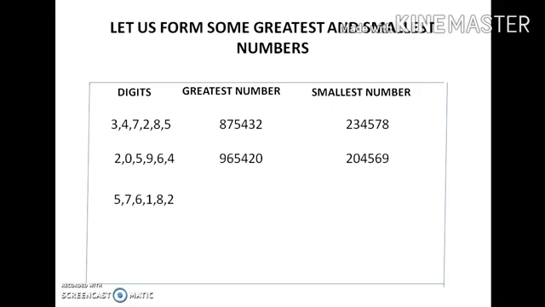The next set of digits 576182. The greatest number formed is 8,76,521, and the smallest number formed is 1,25,678. So, this is how we form the greatest and smallest number without repeating the digits. So, how was that? You have learned how to write the numbers in ascending and descending order, and also to form the greatest and smallest numbers.